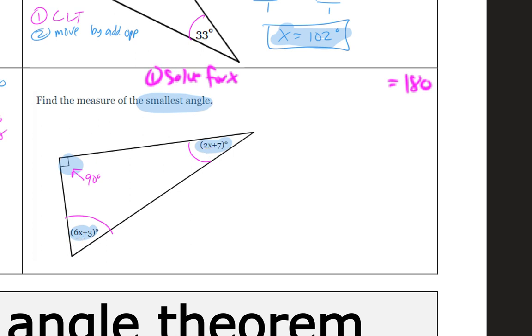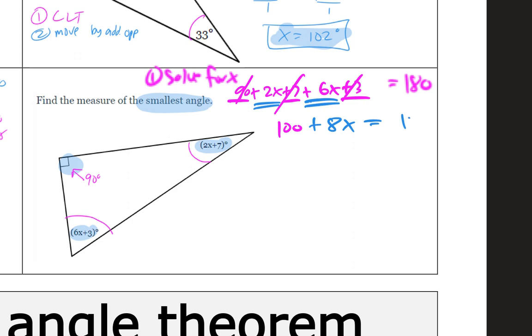The first angle, I'm going to say is 90, right? That's the first one. Plus the second one, I'm going to say is 2x plus 7, plus that third one, we're going to say is 6x plus 3, right? So now let's just go and combine. I got 90, I got plus 7, and I got plus 3. I can put all three of those in my calculator. If I do that, that's going to give me 100. Okay, so then I can just cancel those out. Then I know I can combine 2x and plus 6x into plus 8x, equals 180.